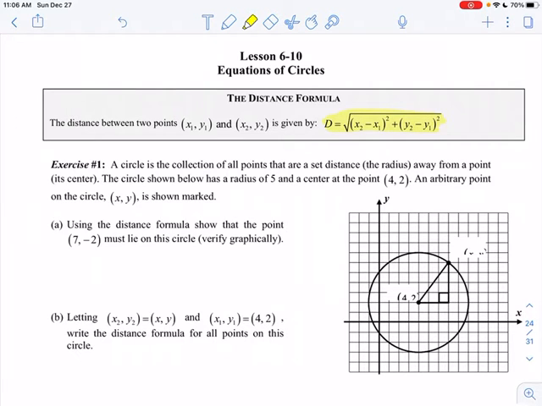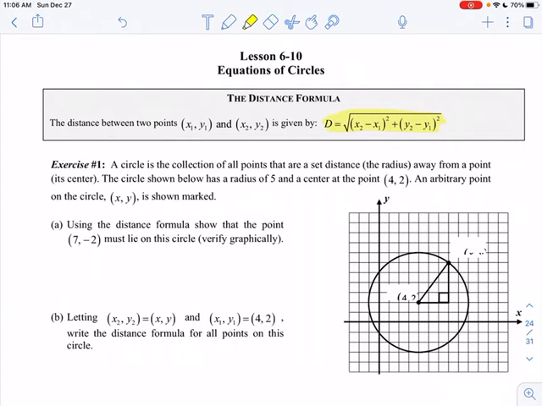So the distance formula, if I have 2 points, x1, y1 and x2, y2, my distance is the square root of x2 minus x1 squared plus y2 minus y1 squared. All right, so let's look at exercise 1.